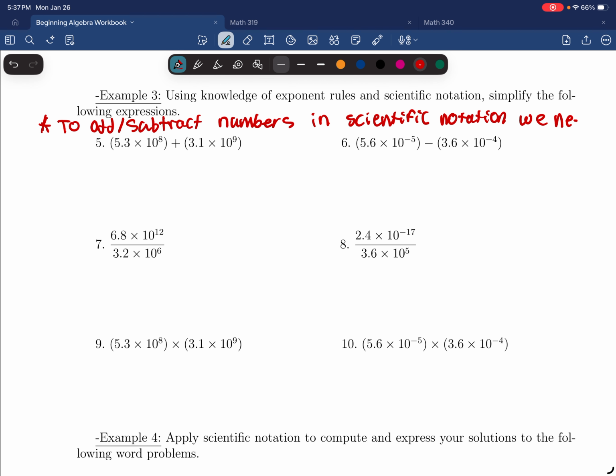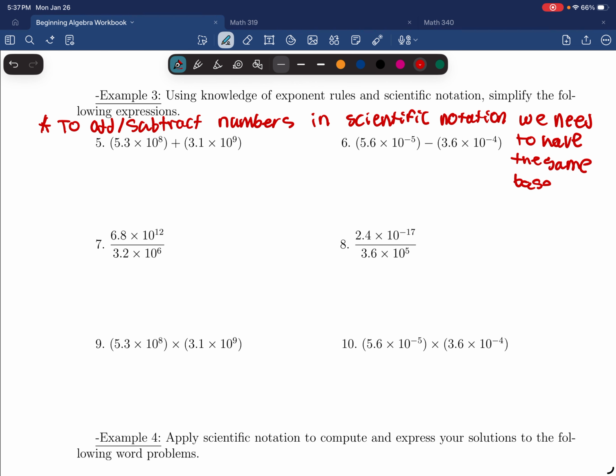we need to have the same base and power. We've seen this before when we've had to combine like terms. Recall the base is what's attached to the exponent. In this case, for scientific notation, our base is always the same because our base is always 10. So that we don't really need to worry about in terms of scientific notation.